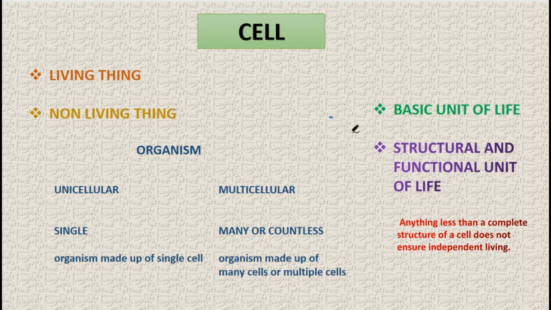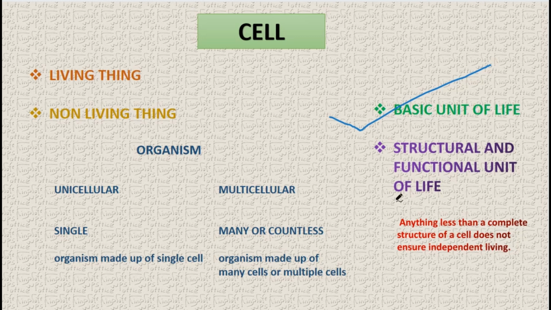So the cell is called as a basic unit of life. Why it is called as a basic unit of life? It is called as basic unit of life because all the living organisms, I said living organisms, are made up of cells. Okay, note it. All the living organisms are made up of cell. So that's why it is called as basic unit of life.